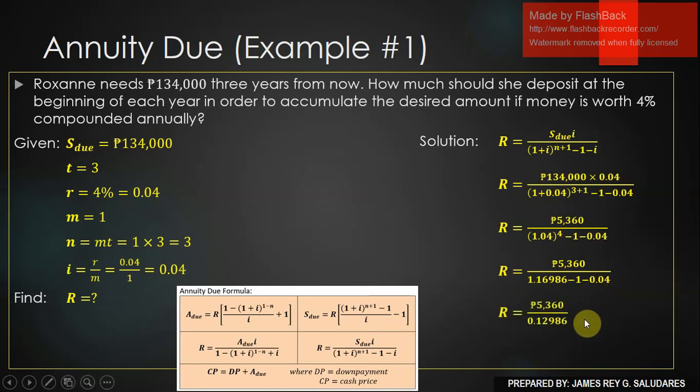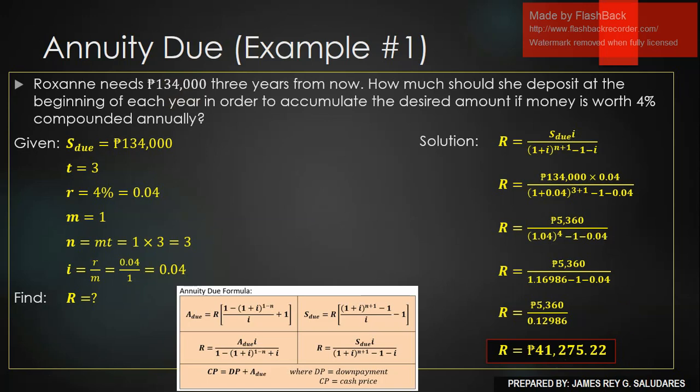Okay, so simplify the denominator. 1.16986 minus 1 minus 0.04, so you'll arrive at 0.12986. You divide 5,360 by this denominator, so you will arrive at a periodic payment of 41,275.22 pesos. This is what Roxanne needs to pay every year for 3 years. Then after 3 years, her money will amount to 134,000 pesos. So that is for annuity due.